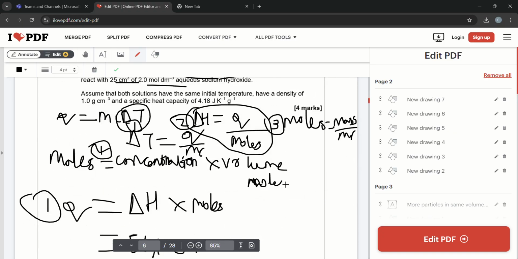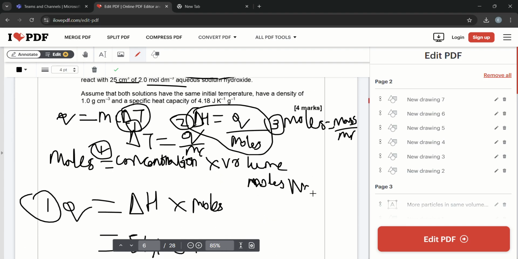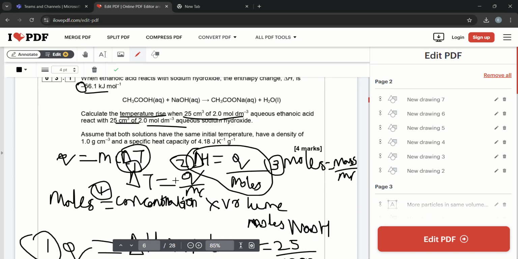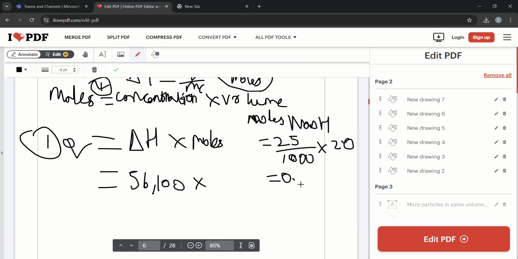So let's just find out the moles of aqueous sodium hydroxide, NaOH. Just show how we get there. Don't just put it in a calculator. 25 divided by 1000, because centimeters cubed to dm cubed, times by 2.0. That'll give me 0.050 moles.